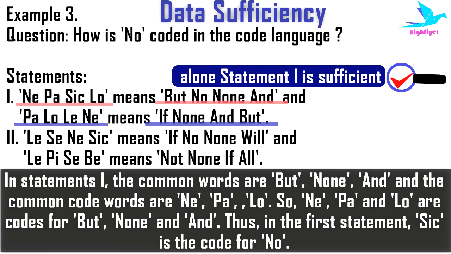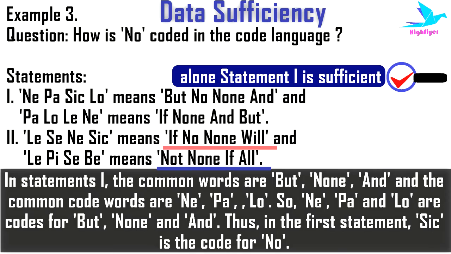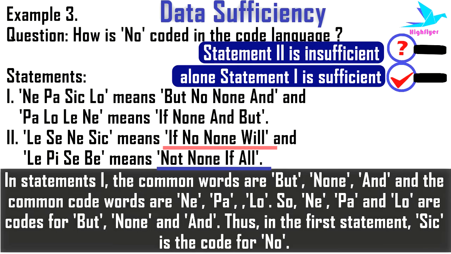But if we look at statement 2, then we can see that in both the phrases 2 words are not common. In the first phrase it is no and will, and in the second phrase it is not and all. Hence it is not possible to decode the meaning of the word no from statement 2.